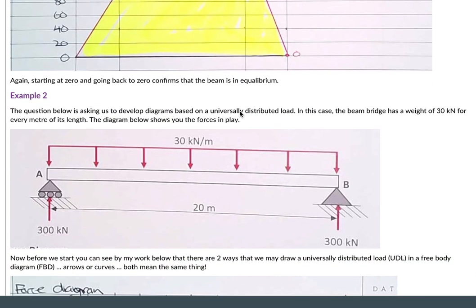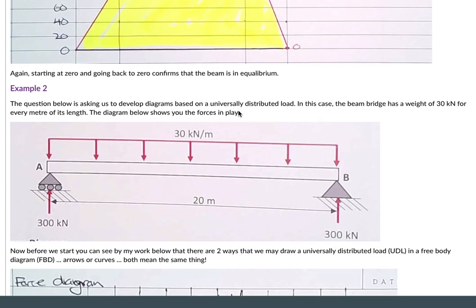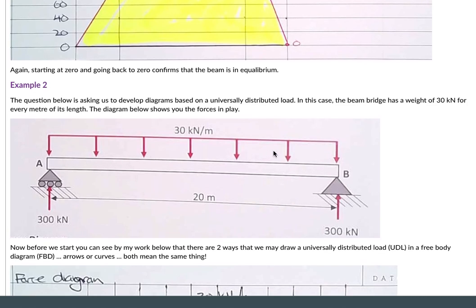Now, like I mentioned before, one of the differences that we could actually have is when we've got a universally distributed load. So imagine that this beam has a weight, there's no truck on it or anything like that, it's just the weight of this beam. All right? And we know that for every meter it says here, it's 30 kilonewtons. And it goes for 20 metres. Here they've done the math for us as well, and you can understand if it's universally distributed load, then it should be the same forces at the pin and the roller.